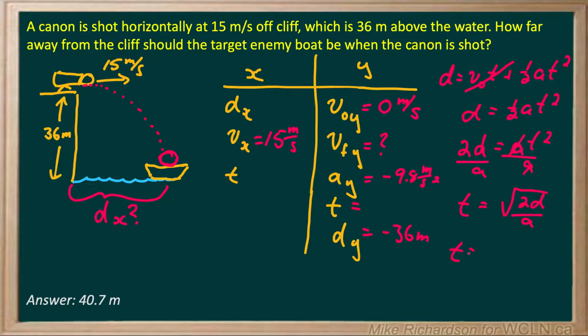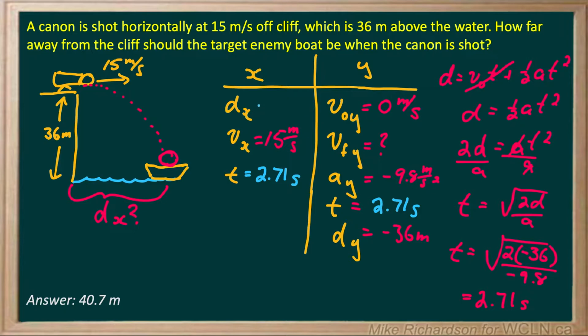When I get my numbers in place, 2 times negative 36 divided by negative 9.8, and when I take the square root of that, I end up getting a time of flight of 2.71 seconds. So let's add that to our list. The time it takes to hit the target, it's in the air for 2.71 seconds. And because time is scalar, it's also horizontally 2.71 seconds.